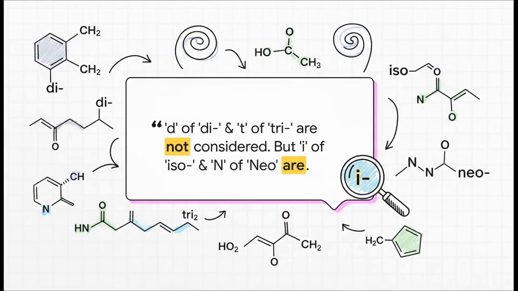Okay, here's a little pro tip, something that catches a lot of people just starting out. When you're putting things in alphabetical order, you totally ignore prefixes like di for 2 or tri for 3, so the D and T don't count. But, and this is the tricky part, you do count the I in something like isopropyl and the N in neo. Yeah, it's one of those weird grammar rules, but it's a super important one to lock in.